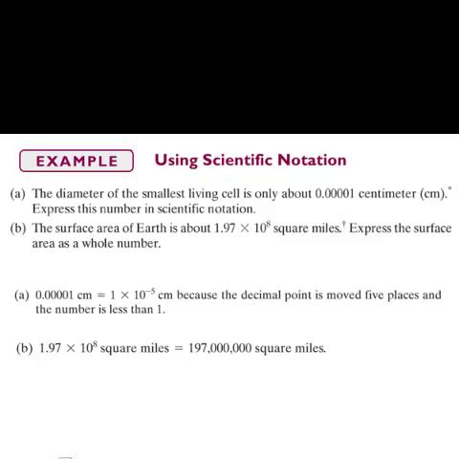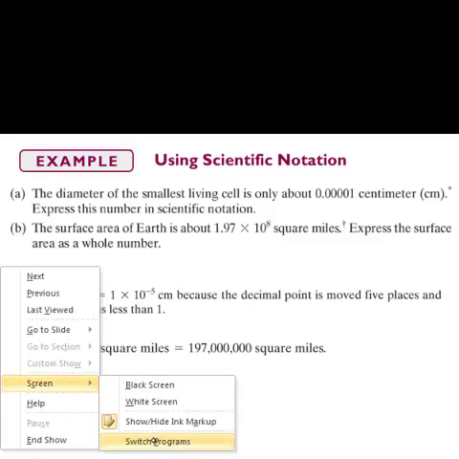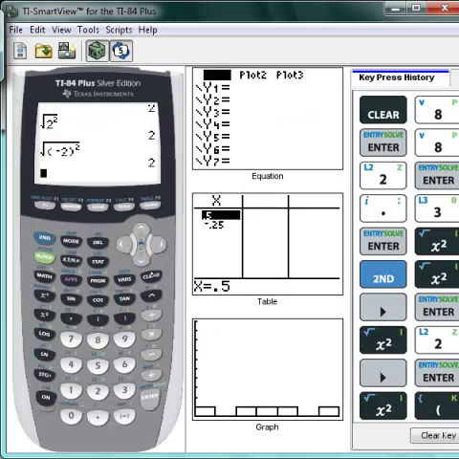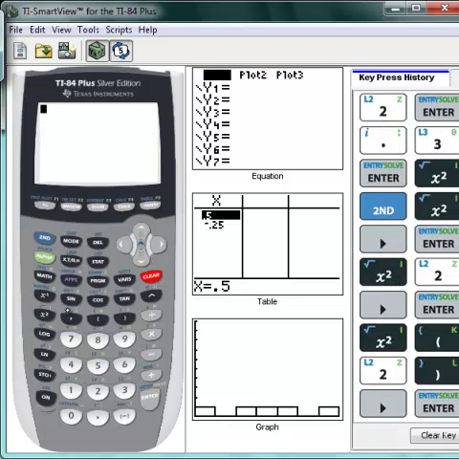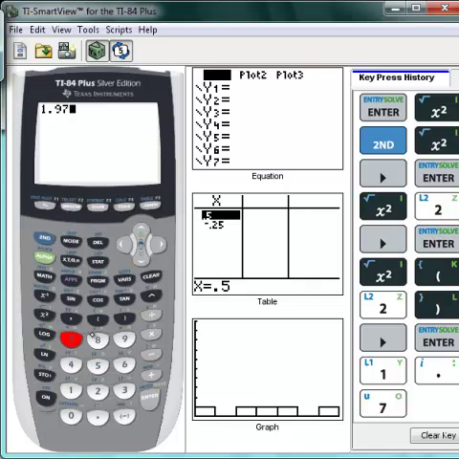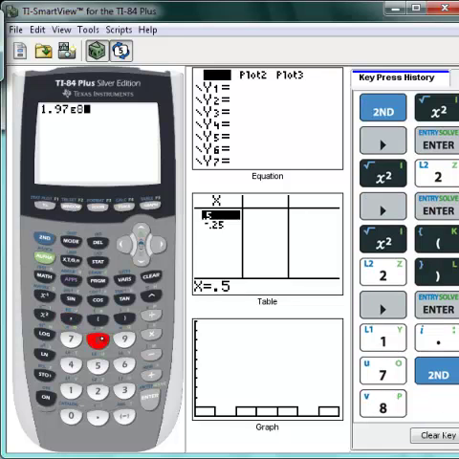Let's talk real quick about how to use scientific notation on your calculator. Now, if you've got a TI-84, then look for this button right here where you see the comma. So if you want to do 1.97 times 10 to the 8th power, then just hit the second button and this button here. So there's 1.97 times 10 to the 8th power.